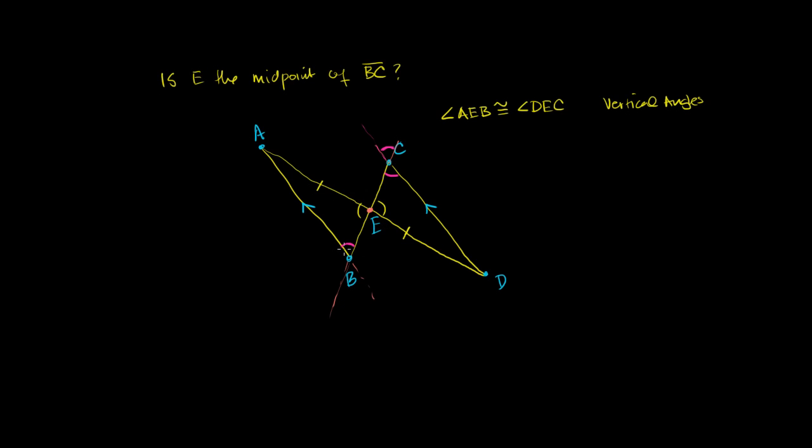But either way, angle ABE, let me be careful, angle ABE is going to be congruent to angle DCE. It's congruent to angle DCE, and we could say that because they are alternate interior angles. I'll just write a little code here: alt interior angles.